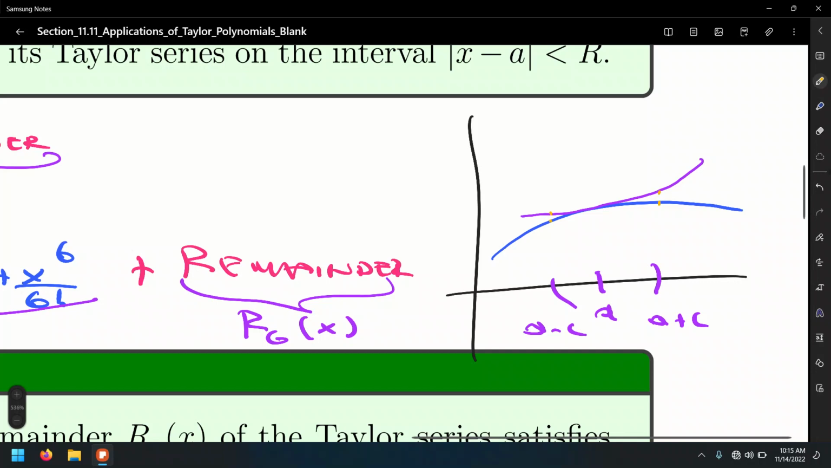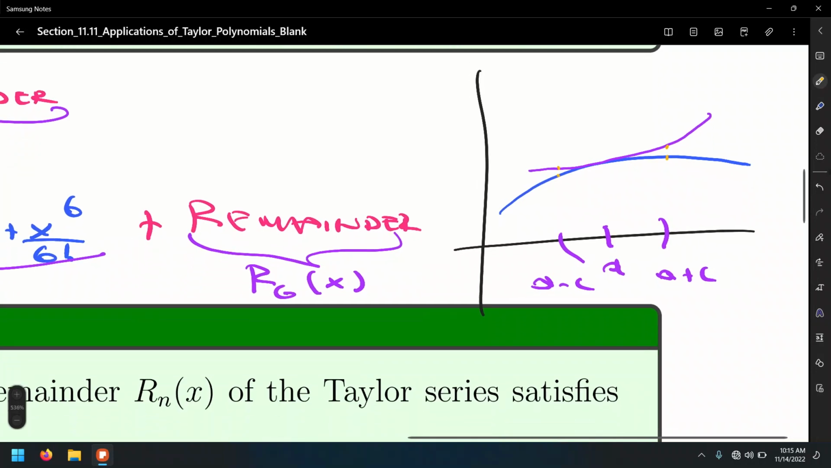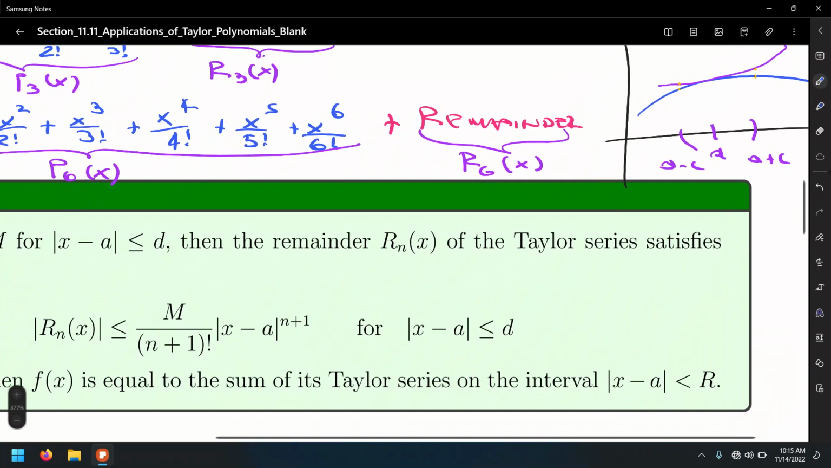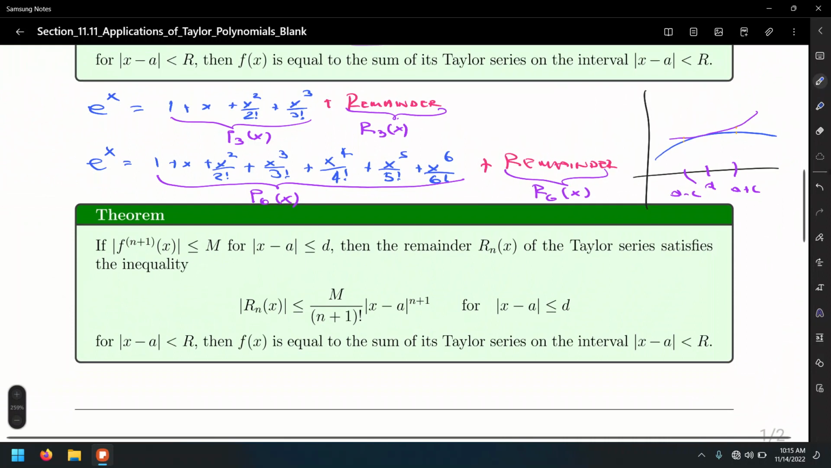So we're going to use Taylor's inequality to find, in terms of a percent, how far off the actual value is from the approximated value. For this inequality, which is in the definition box here, we're just going to look at this using an example.